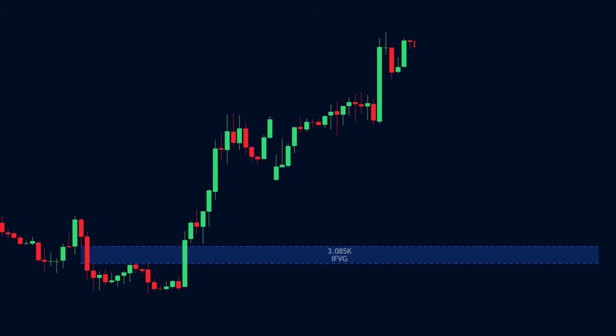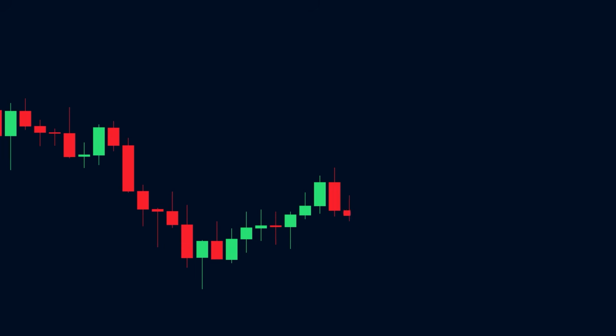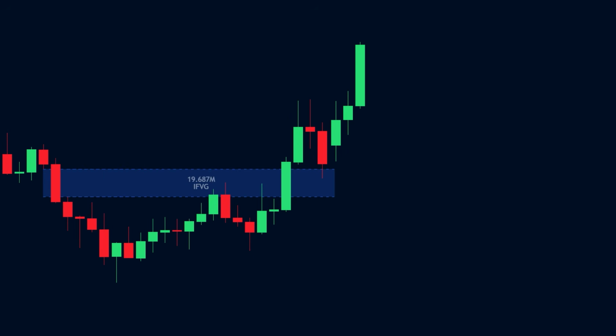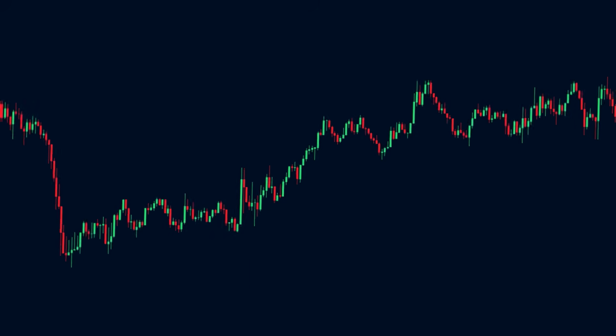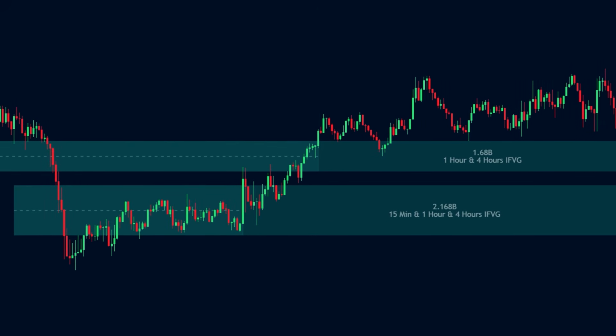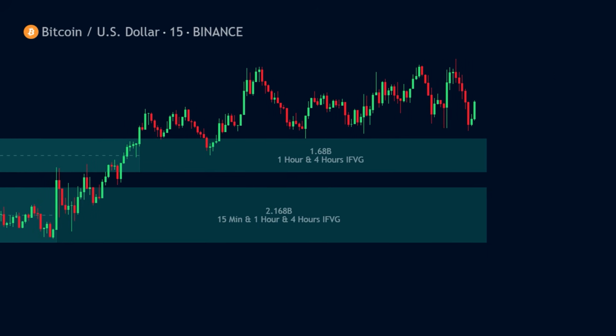With those settings dialed, you're ready to use IFVGs. But here's where things get really interesting, because instead of just using them on one chart, we're going to stack them with multi-time frame power using the price action toolkit. The toolkit takes IFVGs to another level. It doesn't just plot them on your current time frame, it maps them across 3 time frames at once.